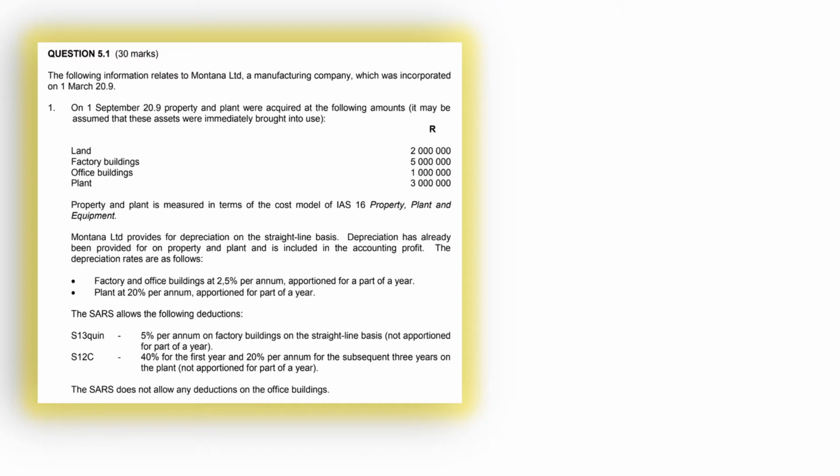Let's read the question. The following information relates to Montana Limited, a manufacturing company which was incorporated on 1 March 2009. On 1 September 2009, property and plant were acquired at the following amounts. It may be assumed that these assets were immediately brought into use.